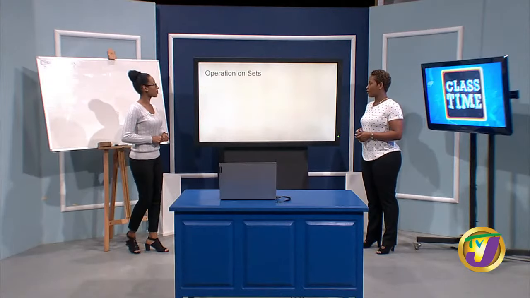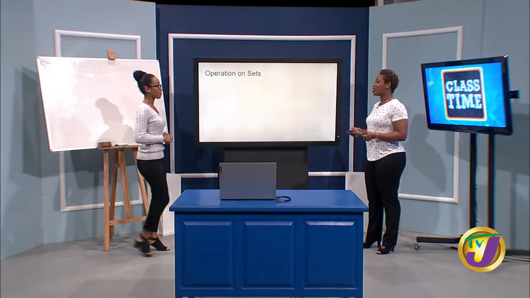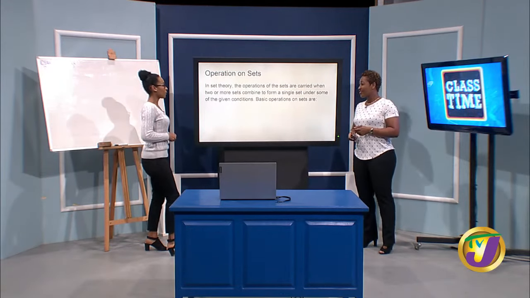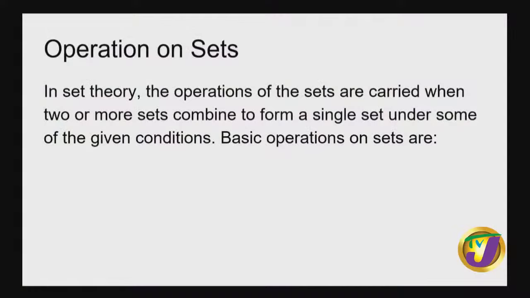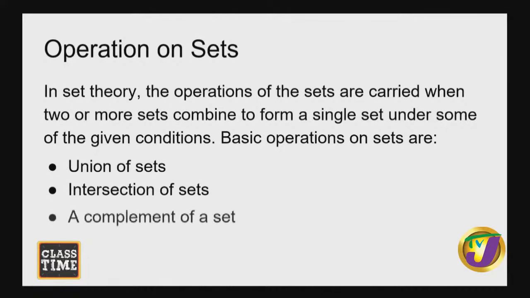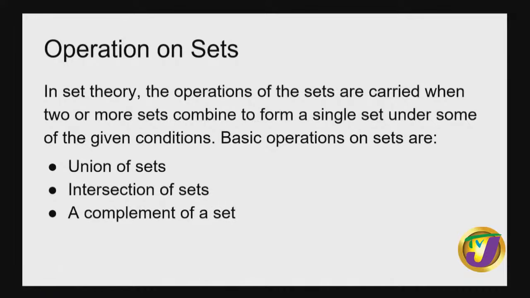All right. Awesome stuff. All right, so we're now looking at operations on sets. Operation sounds fun. In set theory, the operations on sets are carried out when 2 or more sets combine to form a single set under some of the given conditions. Some of the basic operations on sets are union of sets, intersection of sets, and complement of a set. So those are the things we're going to look at today in our lesson, right? Union, intersection, and complement. Okay. All right, I think we seem to be getting there.